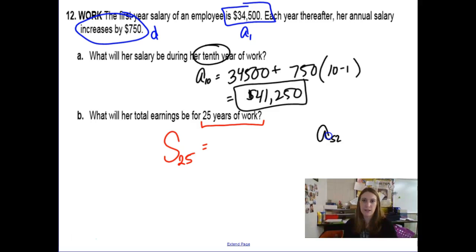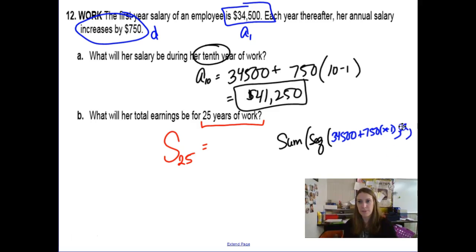So I already did this. That's not 25. But that is dyslexia. All right, A sub 25, the 25th year. Oh, you know what? I didn't write that down. You know why? Because I cheated. I used sum of the sequence on my calculator. So I did sum sequence, and then I pasted everything in, but what I typed in technically would have been 34,500 plus 750 times x minus 1, comma, x, comma, and then from year 1 to year 25. And then that, in my calculator, produced $1,087,500. That's a fun thought. Just making $1 million over 25 years, but whatever.